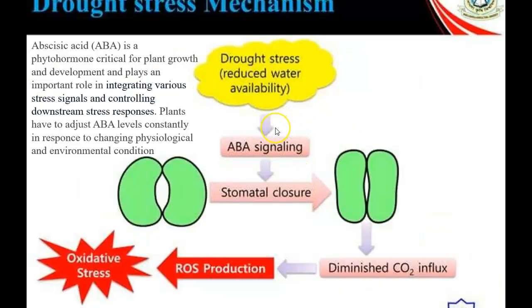So what is the mechanism of drought stress? When there is drought stress or reduced water availability, that will activate abscisic acid. It is basically a phytohormone that is critical for plant growth and development, and plays an important role in various stress signaling and controlling downstream stress response. So when there is a change in ABA level in response to environmental conditions, ABA signaling under drought conditions will signal the stomata to close. If there is closure of stomata, there is diminished carbon dioxide influx, so there will be more ROS production, ultimately resulting in oxidative stress.